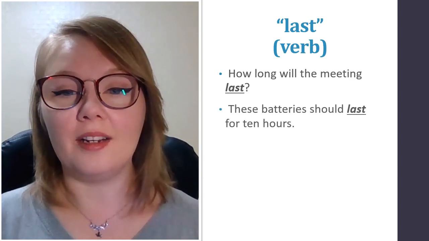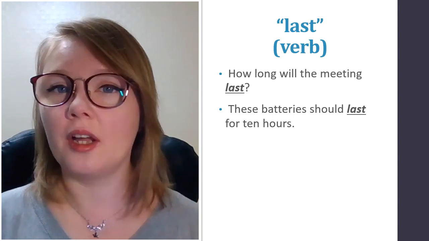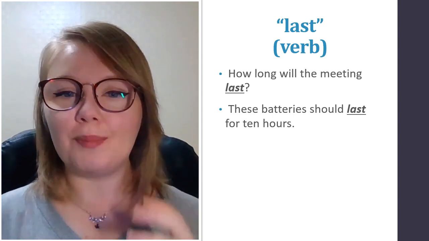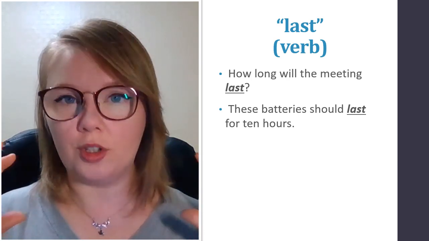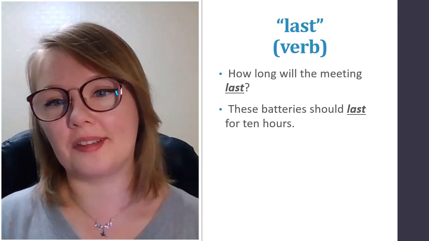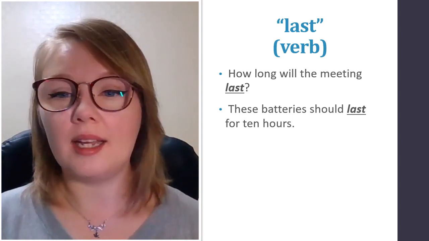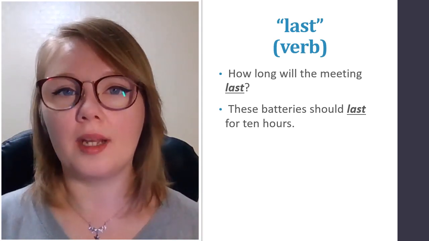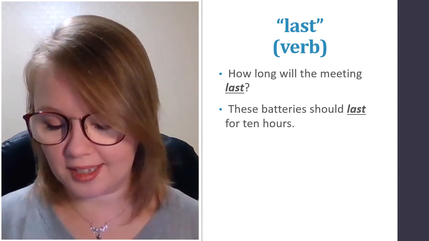Let's look at it in a normal sentence. These batteries should last for 10 hours. This means I can use the batteries, or their duration of use is 10 hours. These should last for 10 hours. And here we see last as a verb, how long the duration it can be used is.